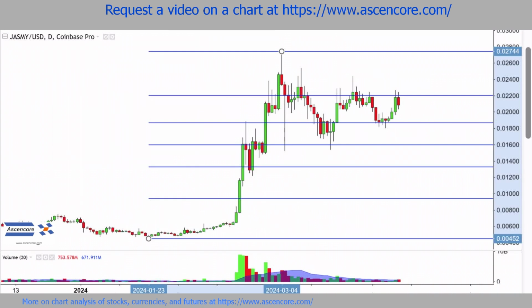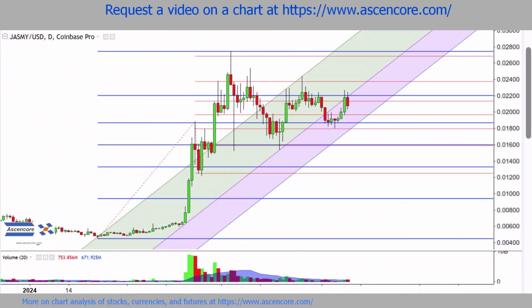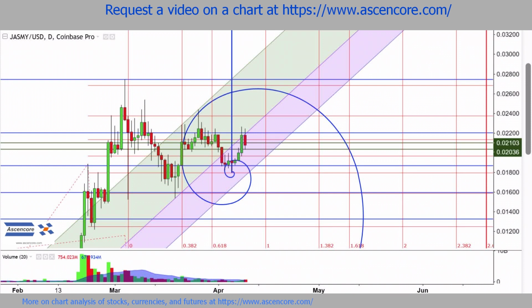Start things off simply with horizontal levels from the Fibonacci retracement and Fibonacci extension. Then we'll add a channel that focuses on these portions, from 0 to 1 to 1.618. Next, a trend-based Fibonacci time zone. And lastly, 2 spirals on the April 5th bull hammer candle, one pointing up and one pointing down.